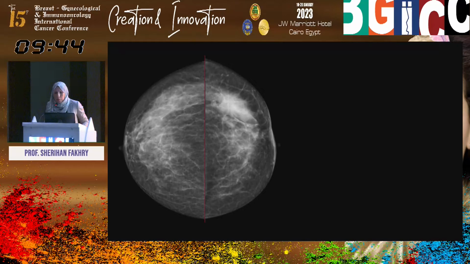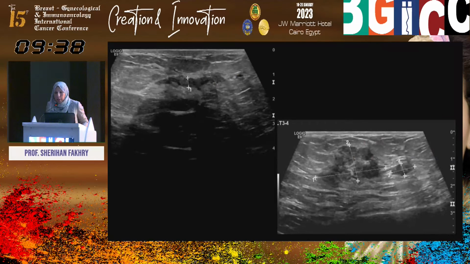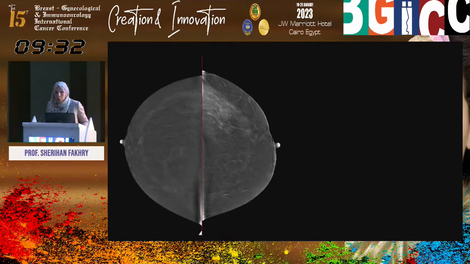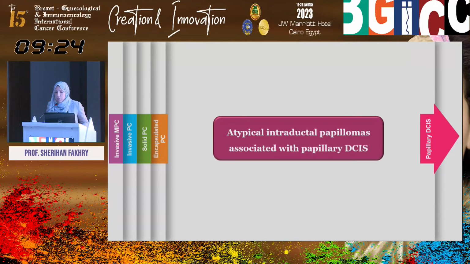In this case, mammography showed left breast focal asymmetry, and by ultrasound, there were dilated ducts amounting to mass formation with echogenic contents. By contrast mammography, there was corresponding segmental faint non-mass enhancement. And pathology revealed atypical intraductal papillomas with papillary DCIS.